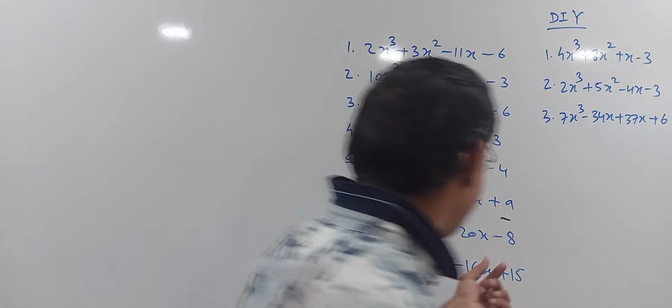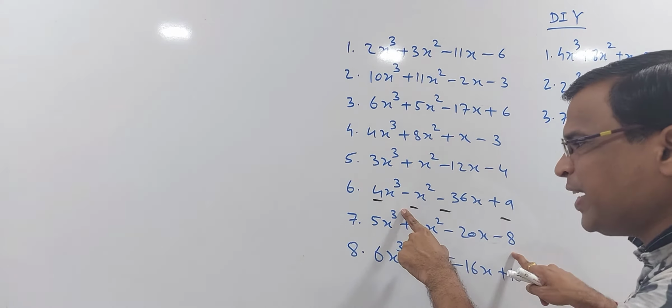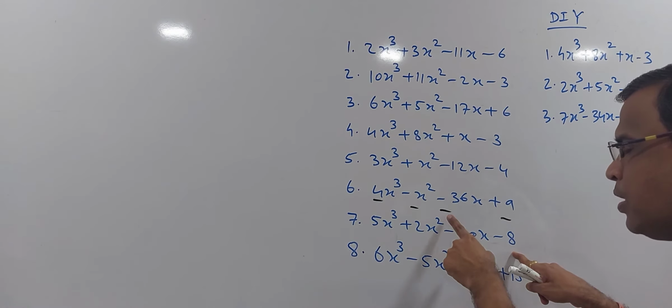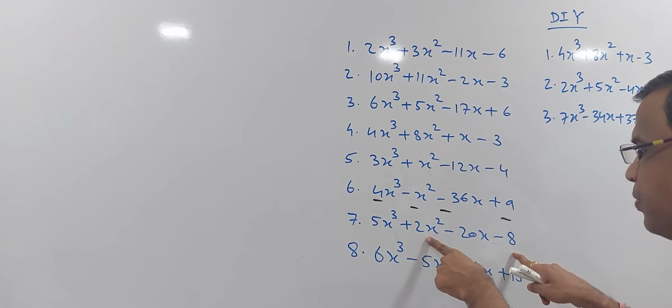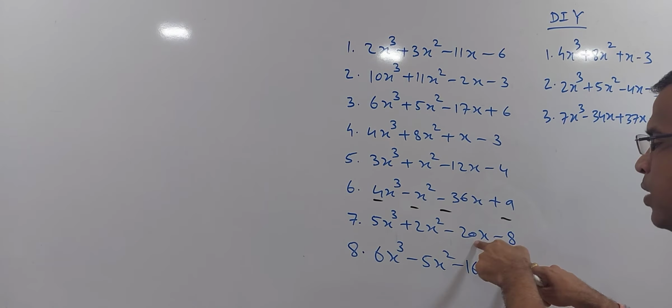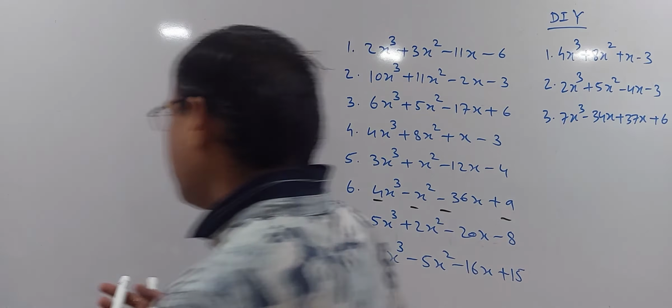So positive, let me try some integer. The factors of 8 are 1, 2, 4, 8. 1 has gone. Let me try 2. So 2 cube is 8, 8 5s are 40. 2 square is 4, 4 2s are 8. So 40 plus 8, 48. Minus 20 2s are minus 40, minus 8 is minus 48, so plus 48 minus 48. So that's it. We got this.